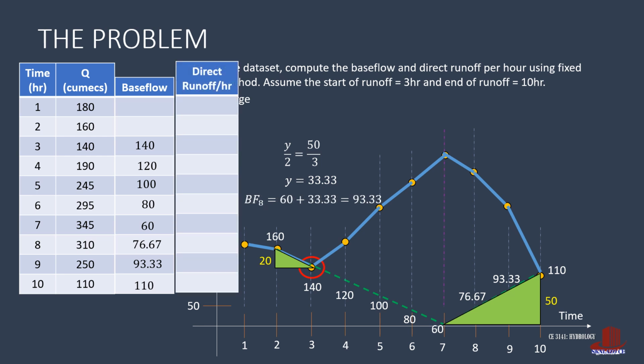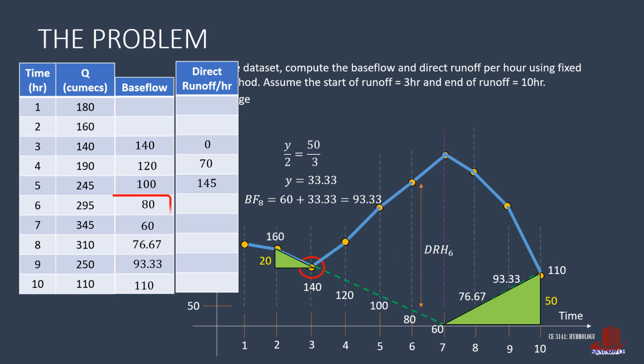Next is to identify DRH, or the direct runoff per hour. This is just the difference of the discharge with the base flow. So at the start of runoff, at t of 3 hours, DRH is taken as 140 less base flow of 140, leaving no direct runoff. The DRH at 4 hours is then 190 minus 120, giving 70. At t of 5 hours, the direct runoff is solved as 245 minus 100, resulting in 145.